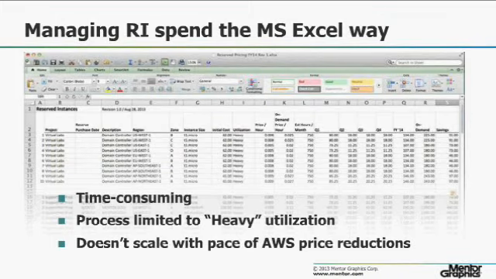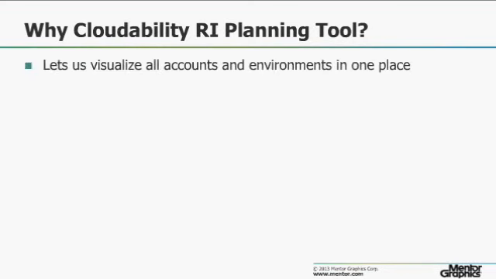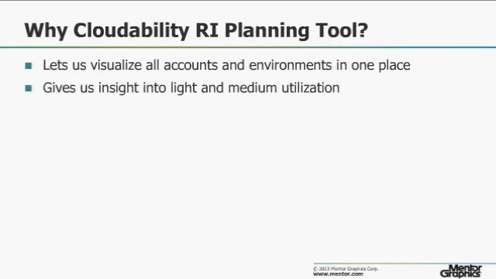So what we ended up doing was using the Cloudability RI planning tool, just like Tobin talked about. With our multiple accounts, consolidated billing, and different architectures across these accounts, it really lets us visualize everything in one place, with no more logging into the console and trying to pull every account. It really gave us a good insight, and we could see where things were missing.